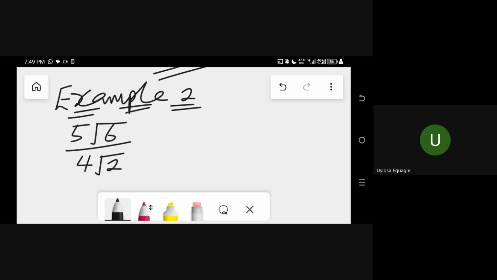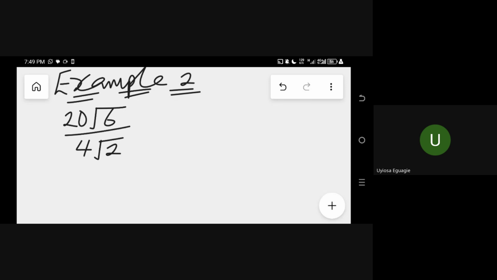I think we should add something to this, let's use 20 root 6 instead, because I'm trying to show you something. Just got to my mind now. So 20 root 6 over 4 root 2. Let's try to rationalize this.